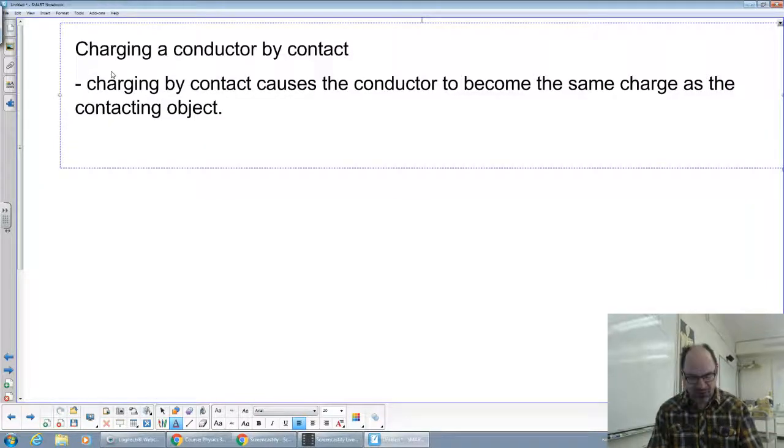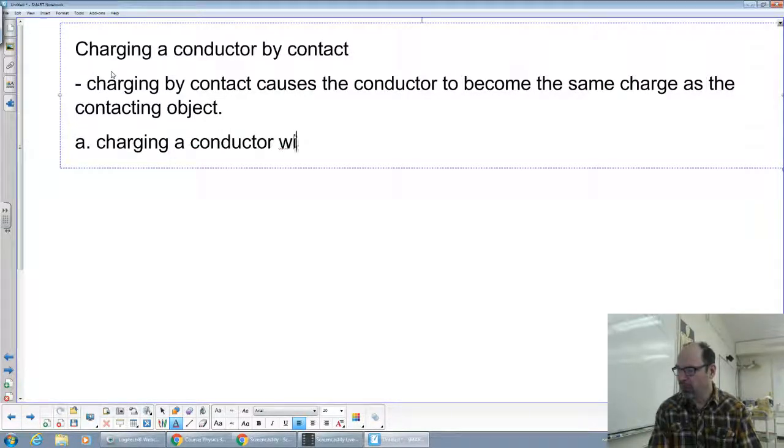Okay, so the one that we're going to look at is charging a conductor with a positive object. That's what we'll look at first.